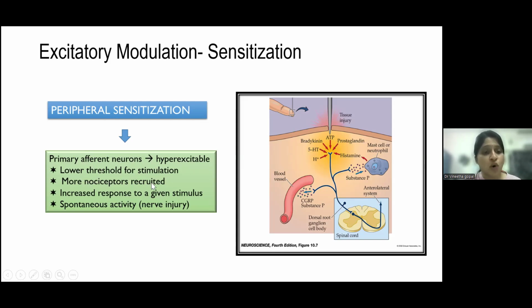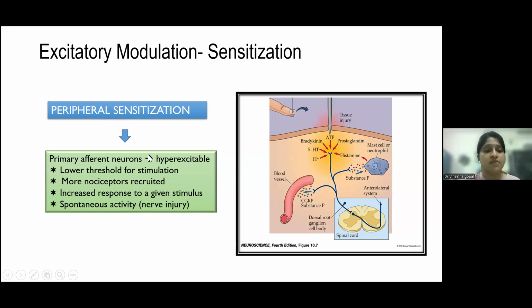Then more nociceptors: the nearby sleeping nociceptors are now recruited. And increased response to a given stimulus. Not only do they respond to a lower stimulus, for any given stimulus there will be an increased response. And spontaneous activity: even if there is no stimulus, especially in cases of nerve injury, they will transmit the impulse to the spinal cord.